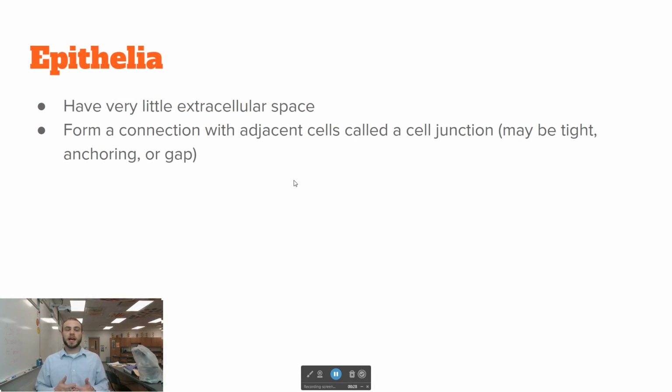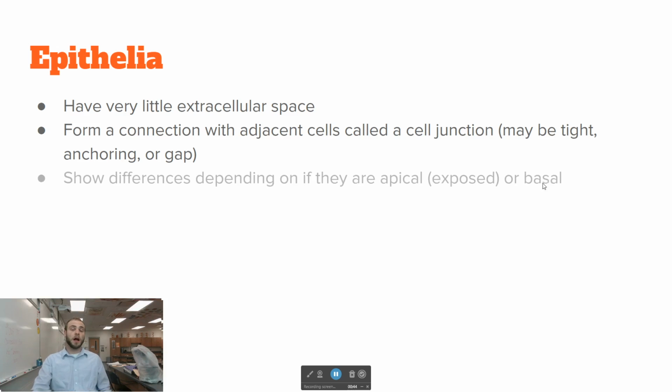They're going to have tight junctions, they can have anchoring junctions, or they can have gap junctions, but they're going to form these connections with the adjacent cells, and just overall they're going to be known as a cell junction. Since there's very little extracellular space, all of them are going to have this connection because they're going to be very near other cells.